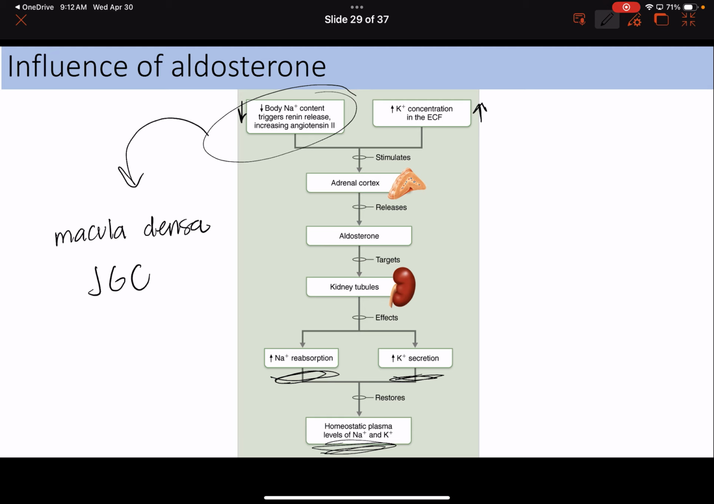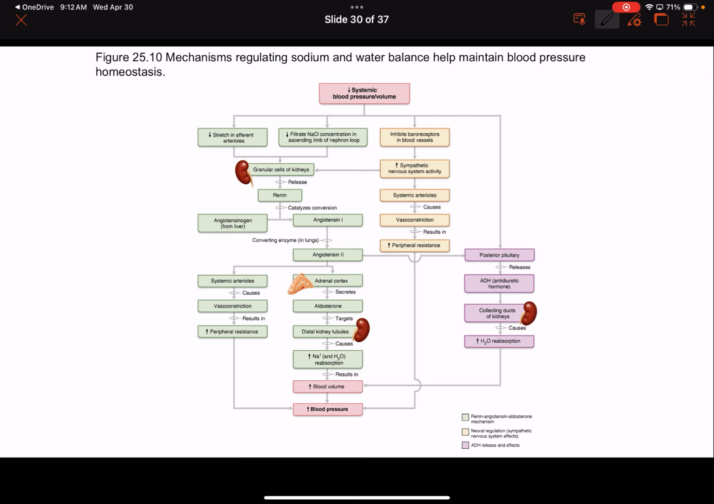All right. Any questions? This is just a diagram that's kind of summarizing all of these pathways that we just talked about. So make sure that you're able to read this, follow along, and understand the physiology that's happening here.